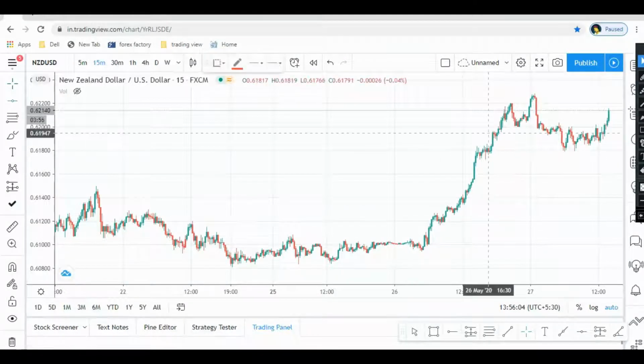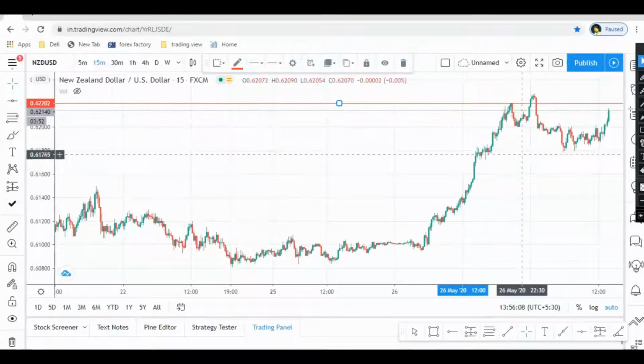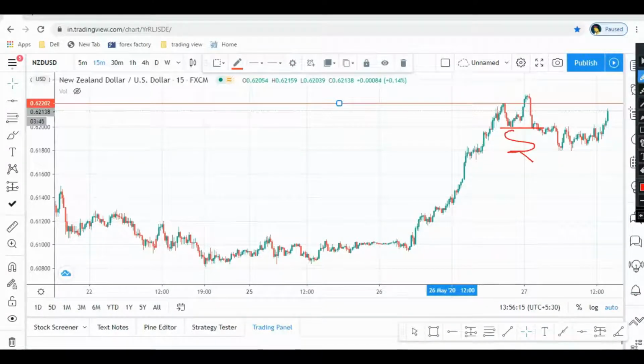In NZD, if price will touch this place, I will place a sell order, because as you can see, this particular area acted as a support, which is broken out by these bearish candles. So hopefully price will touch this place, and after touching this place, it will come at least to this place. So in this scenario I have to wait.